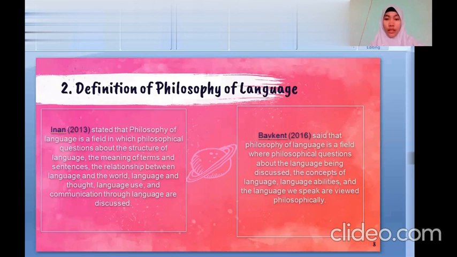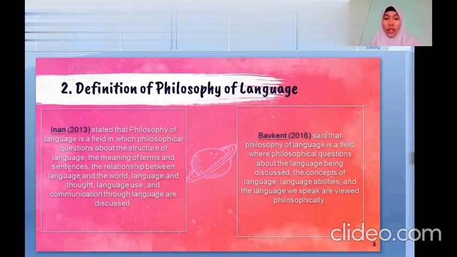And the second, according to Kansa, 2016, he said that philosophy of language is a field where philosophical questions about the language are discussed. The concept of language, language abilities, and the language we speak are viewed philosophically.